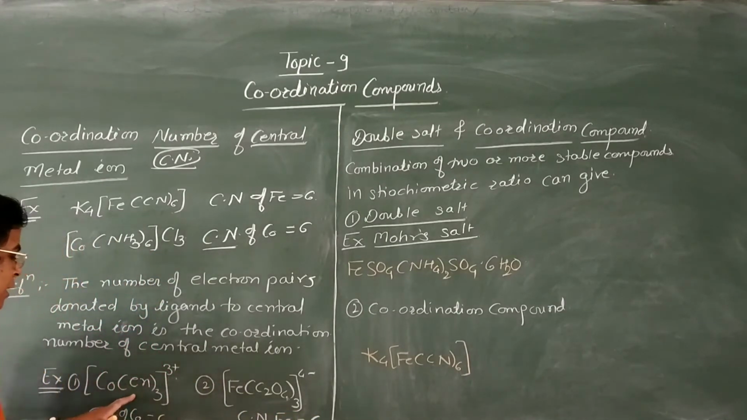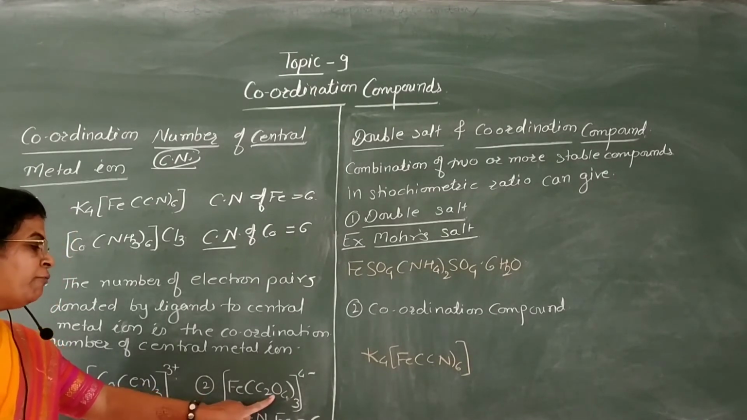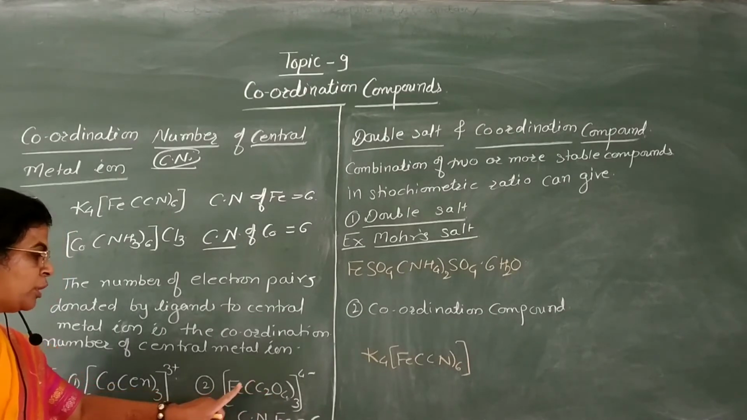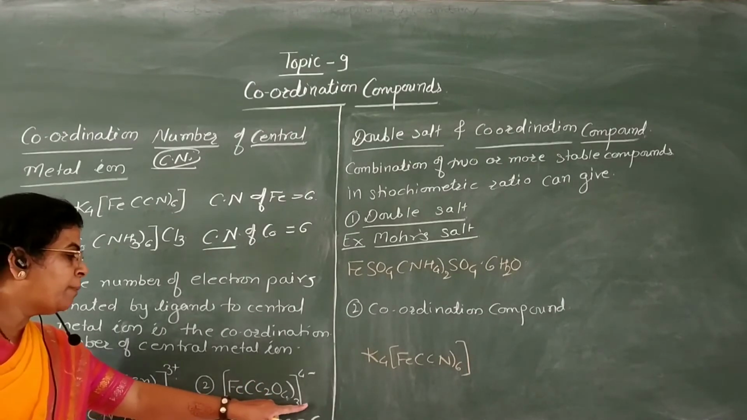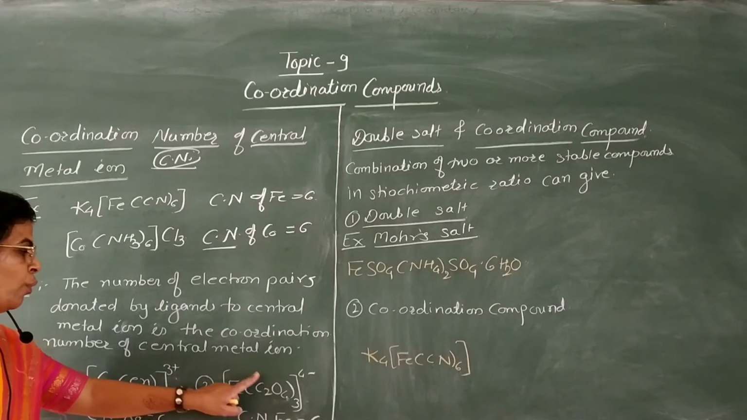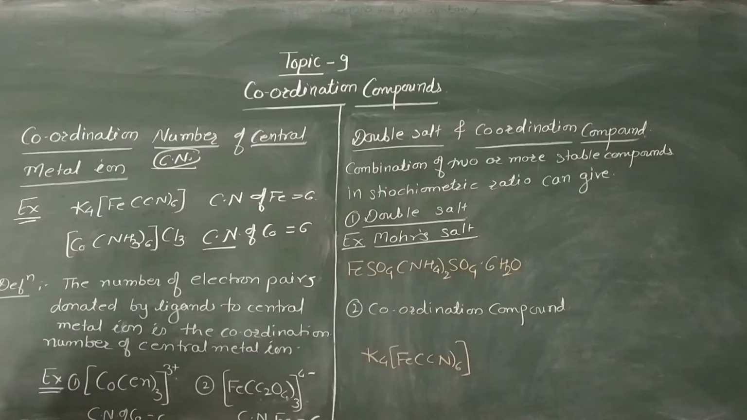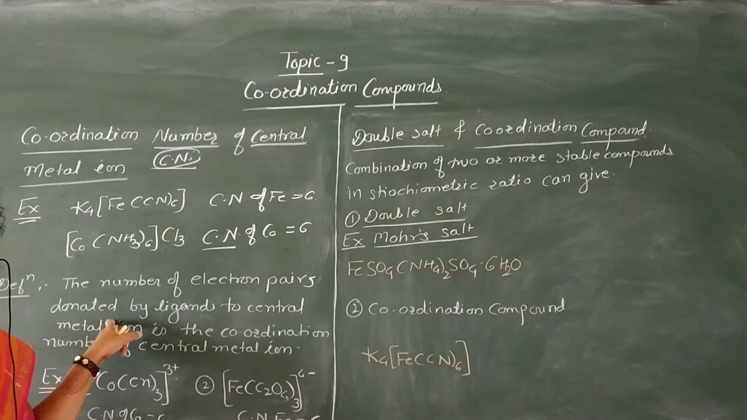That is, here in this case, it is a bidentate ligand. This ethylene diamine is a bidentate ligand, and C2O4, that is oxalate, is a bidentate ligand, which can donate 2 electron pairs to the central metal ion. Therefore, 3 multiplied by 2 electron pairs are donated by this C2O4 to this iron, and therefore the coordination number of iron is 6. In this way, the coordination number is nothing but the number of electron pairs donated by ligands to the central metal ion.